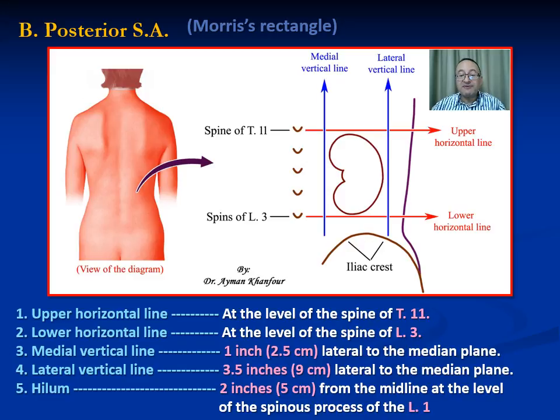Now we have received a large set of numbers. So that you are not confused and these numbers do not become intermingled with each other, you have to make a table formed of 2 columns, and you can draw by yourself the anterior surface anatomy and, just close to it, the Morris rectangle, which represents the posterior surface anatomy. You compare between both of them, and you look at it several times. You will never forget it.